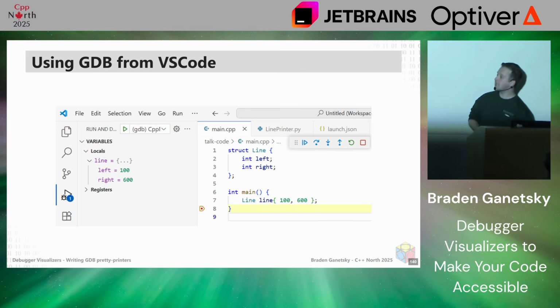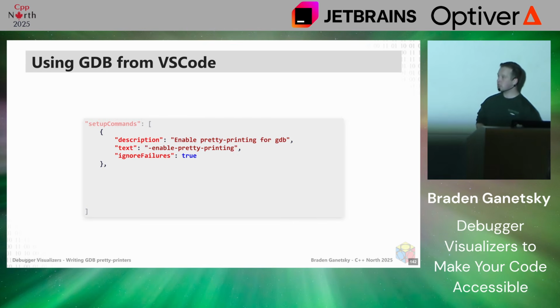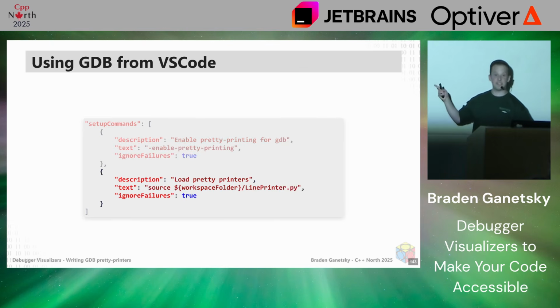If you look on the left-hand side, the line is displayed as triple dot, and then it has children of left and right. This is not using a pretty printer. So let's add the pretty printer. Inside setup commands, which is one of the things inside a single configuration, this command should be auto-generated. It's just -enable-pretty-printing. This will be auto-generated, at least in the version of VS Code that I'm using. Works on my machine.